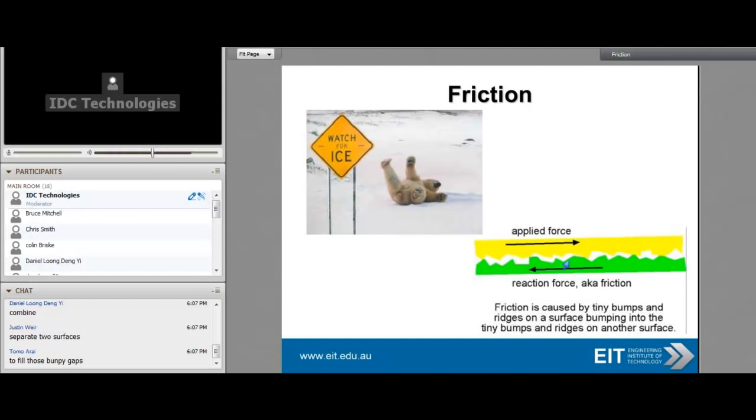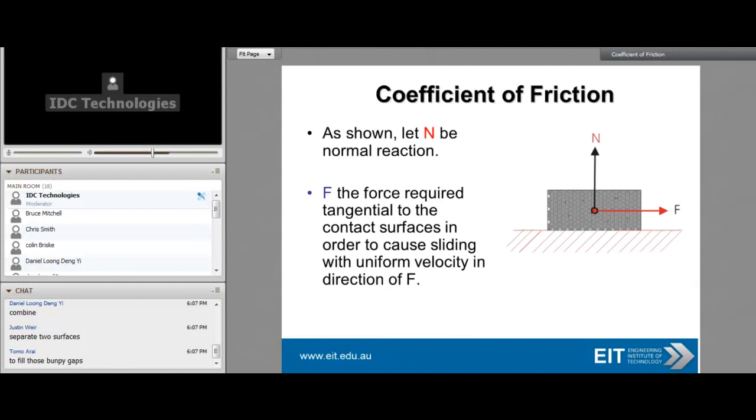We would want to fill these little gaps and separate the two surfaces so they do not come into contact. And that is one of the purposes of a lubricant. And once these surfaces are separated, then obviously we reduce the coefficient of friction between the two surfaces. So as I say, engineers are in constant turmoil as to whether they want friction or they don't want friction. It depends which side of the fence you're on.